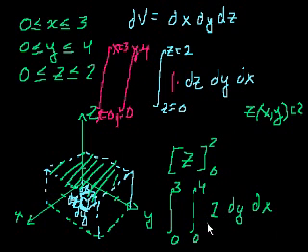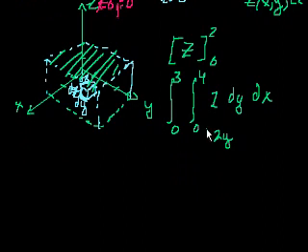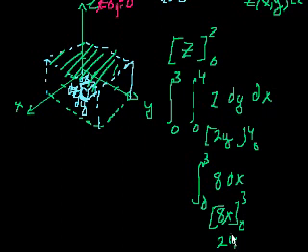But anyway, to evaluate this, you take the antiderivative of this with respect to y. Let me scroll down a little bit. You get 2y, evaluating that at 4 and 0. So you get 2 times 4, so it's 8 minus 0. And then you integrate that with respect to x from 0 to 3. So that's 8x from 0 to 3. So that'll be equal to 24 units cubed.